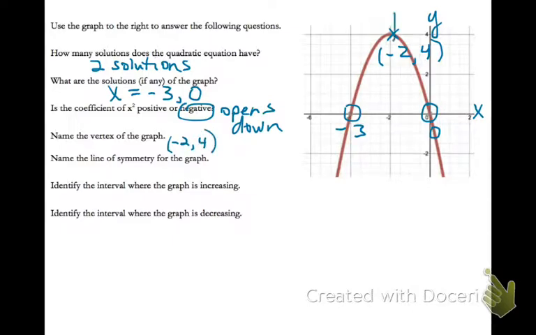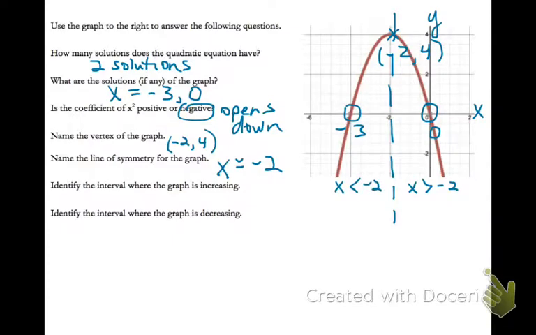The line of symmetry is going to go right through that vertex. And it's the x value of the vertex. So you can see that it goes right through the parabola where x is -2. On the right side of that, those are all the values that are greater than -2. And on the left side of that axis of symmetry, that's all the x values that are less than -2.